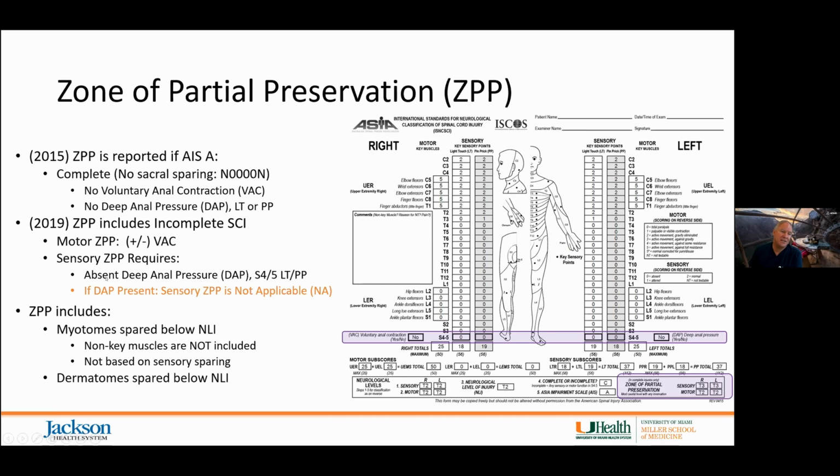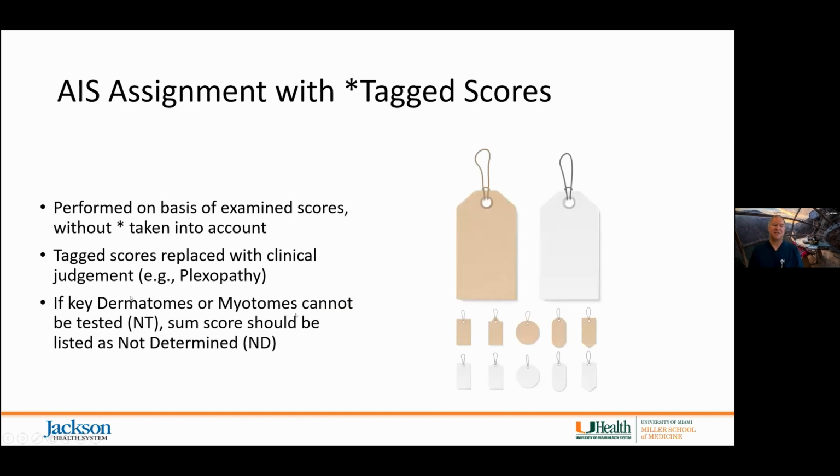So keep in mind that if you have absent deep anal pressure, then you're going to be reporting this out as part of the zone of partial preservation. If deep anal pressure is present, then the zone of partial preservation is going to be listed as non-applicable. So we'll come through as we get some cases for these.